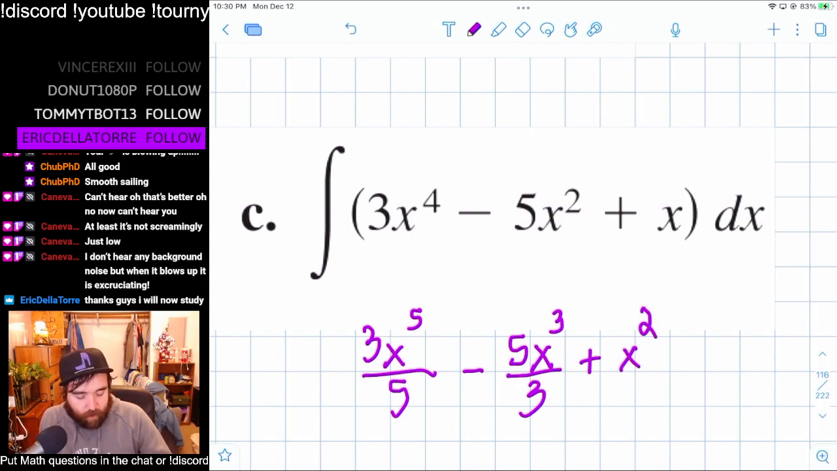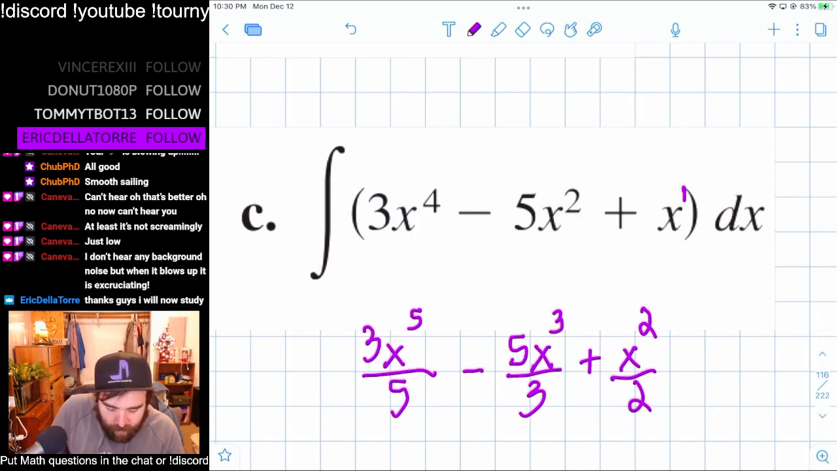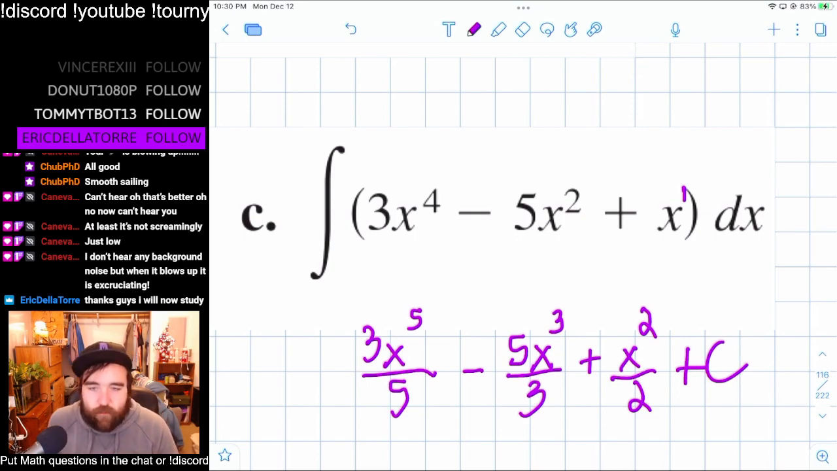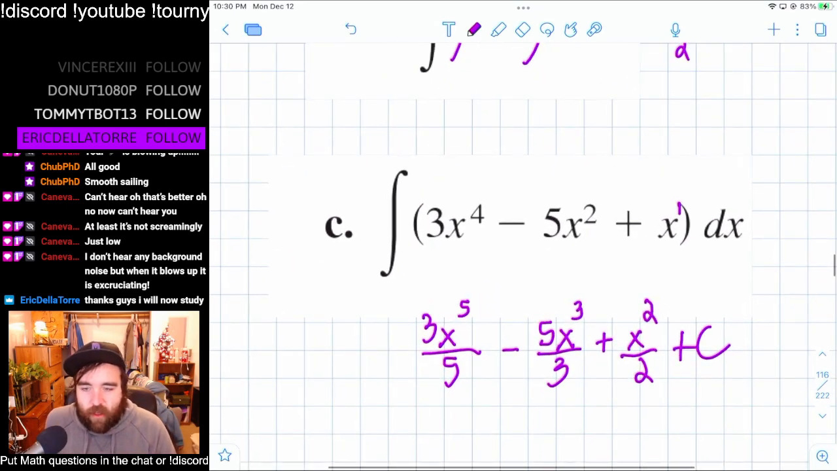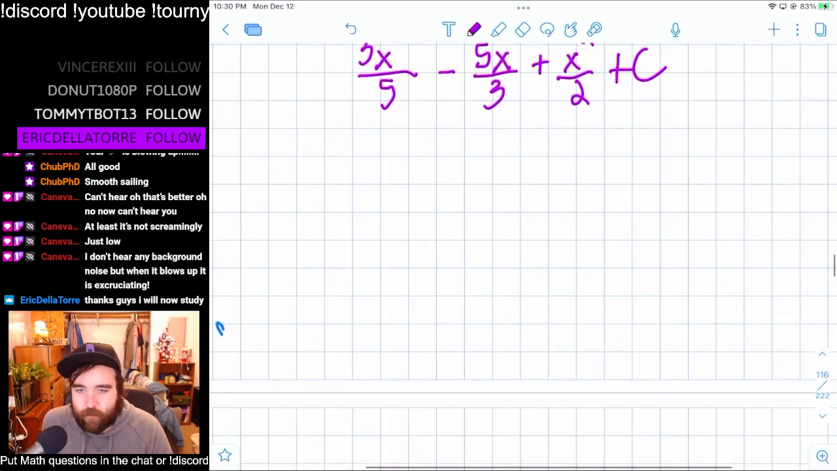And increase the power by 1. Of course, this is x to the 1, so when we increase it, it'll be x to the 2. And then divide by the new power. And then, of course, plus c. So see, this is just reverse power rule. It's nothing that complicated.